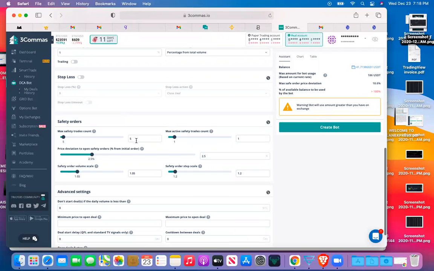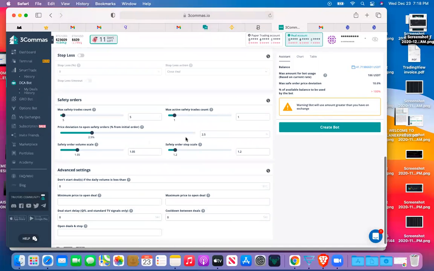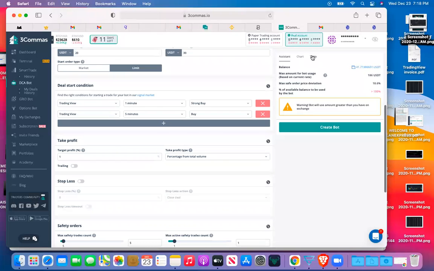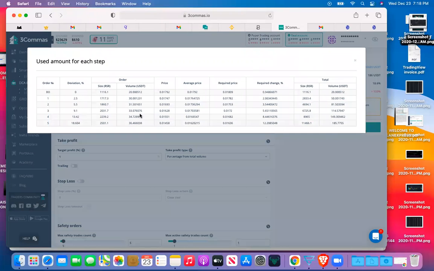He has 5 maximum safety count and then 1 active safety count. Then deviation is 2.5%. Scale is 1.05. And then safety maximum scale 1.2. Now, click on the table and see how he has been doing.